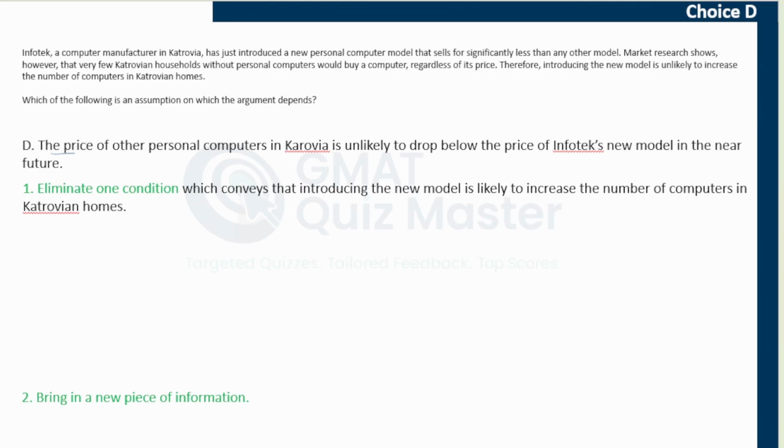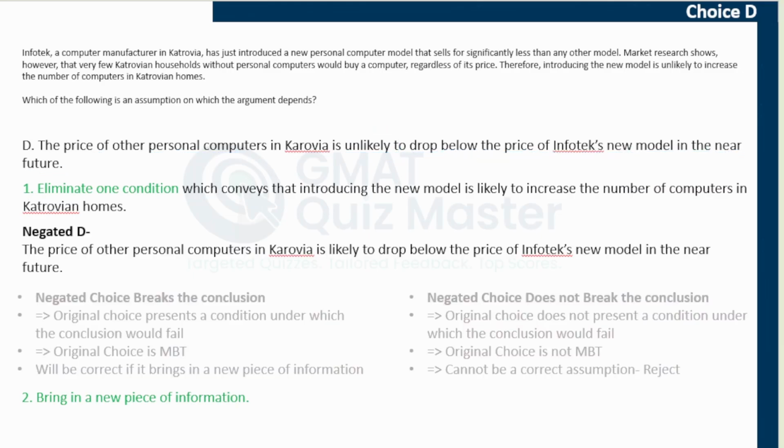Choice D. The price of other personal computers in Ketrovia is unlikely to drop below the price of Infotech's new model in the near future. So this choice is saying that something is unlikely. What is unlikely? That the price of other personal computers will drop below the price of the new model. This will most probably not happen. That is what choice D is saying. So let's see if it eliminates any condition that breaks the conclusion. So we will negate choice D. How will we negate it? Negated choice D will be: the price of other personal computers in Ketrovia is likely to drop below the price of Infotech's new model in the near future.